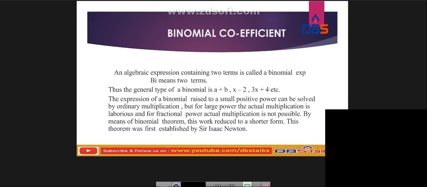Okay, this is the binomial coefficient. So what is meant by a binomial expression? An algebraic expression containing 2 terms is called a binomial expression.